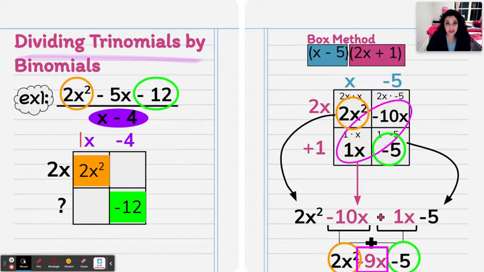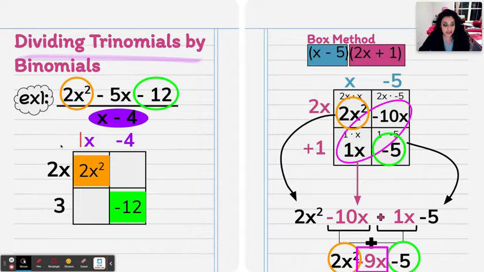So now let's fill out the other side of the box. We don't know what this is. So what times negative 4 gives me negative 12? There is no x, so there's not going to be any variables in my answer. But I do know that positive 3 times negative 4 is negative 12.